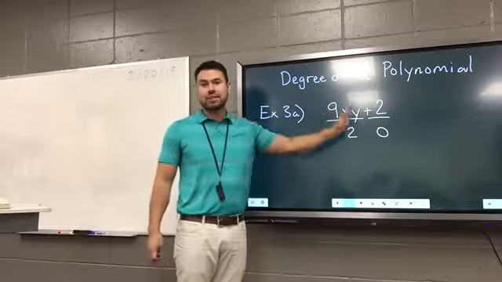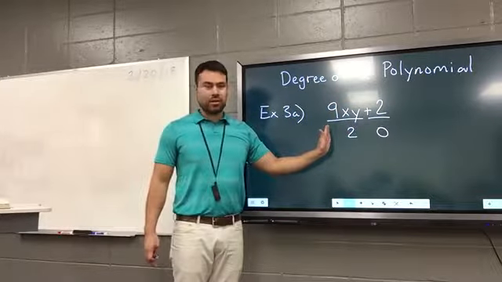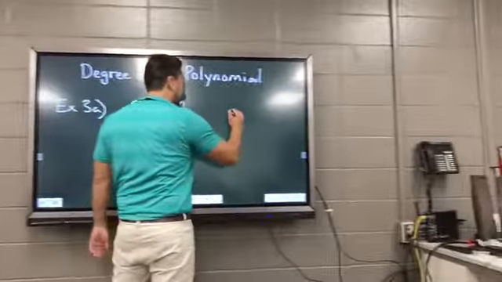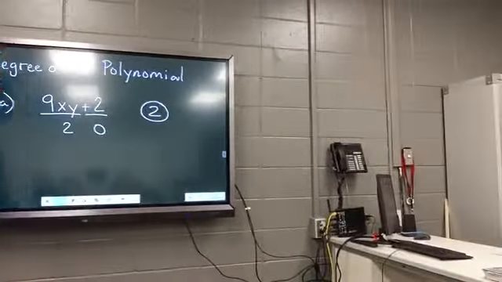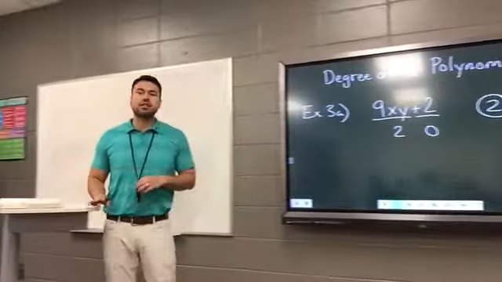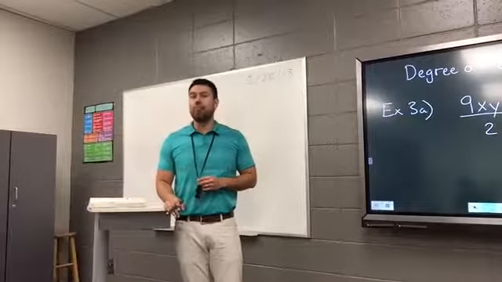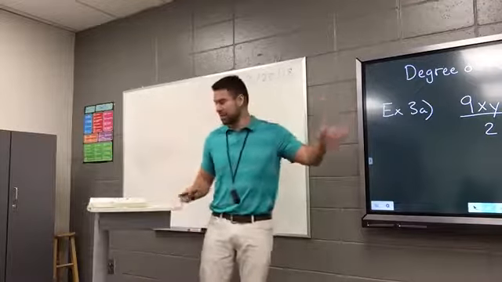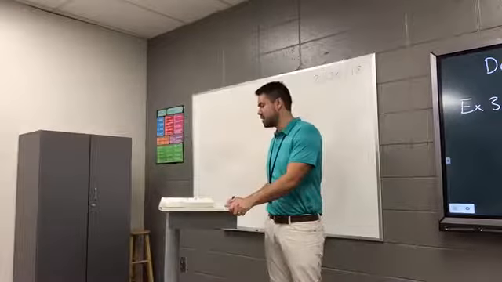So which one has the highest degree? This one. And what's the degree of it? 2. What's the degree of the whole polynomial? It's a 2. Degree of 2. So that's how you determine the degree of a polynomial. You don't add them up. You just get 2. All right, next one.